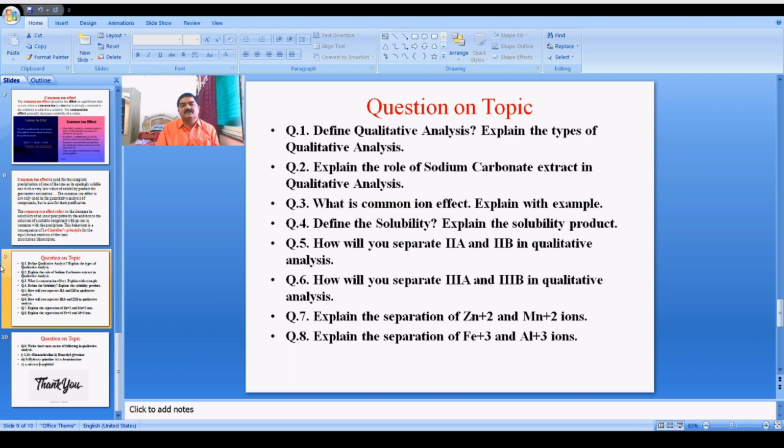Then next question: explain the separation of zinc and Mn positive ions. So how can these two metal ions be separated after detecting the group of this element? How will you differentiate? How will you separate? With the help of some reagents, you can separate the metal ions. As well as the next question: explain the separation of Fe plus 3 and aluminium plus 3.